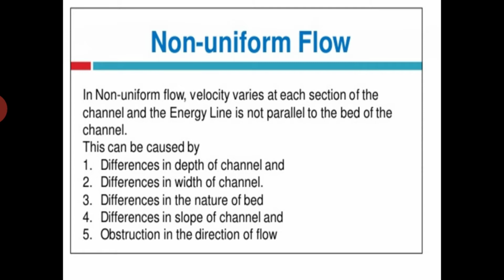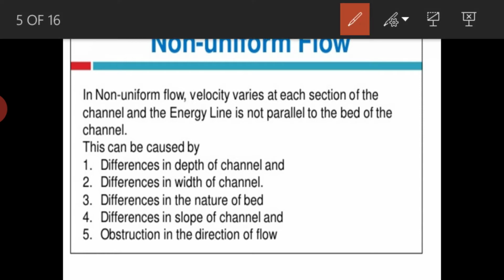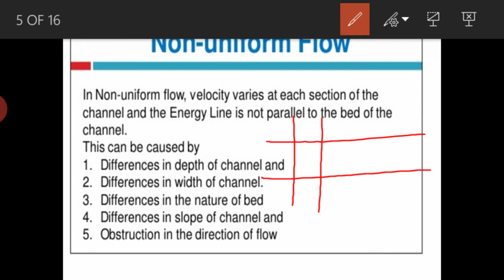Means in a uniform flow, if you take a uniform flow here, at every section the depth will be the same, and in uniform flow the slope of the bed, the slope of the water line, and the slope of the energy line, if you draw the slope of the energy line, all will be parallel to each other. When they all become parallel to each other, that flow is what we call uniform flow.